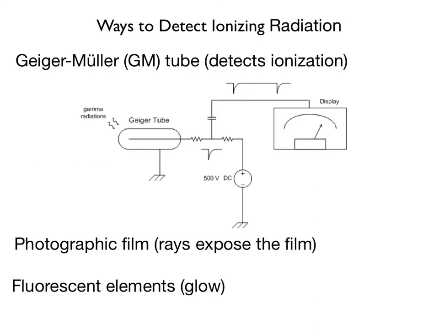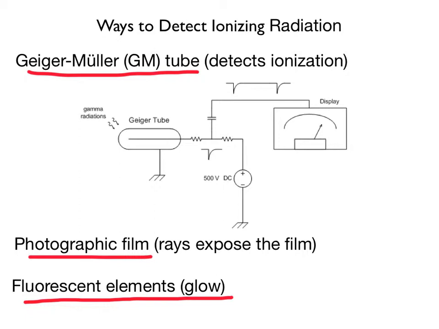There are several ways to detect ionizing radiation. Henri Becquerel first used photographic film to show the existence of X-rays. A Geiger-Müller tube is part of a device called a Geiger counter, which can be used to measure ionizing radiation. And there are some elements that when they are struck by ionizing radiation will give off visible light. Those materials are called fluorescent elements, so that's another way to detect ionizing radiation. And today there are many types of detectors that can be used for measuring ionizing radiation.